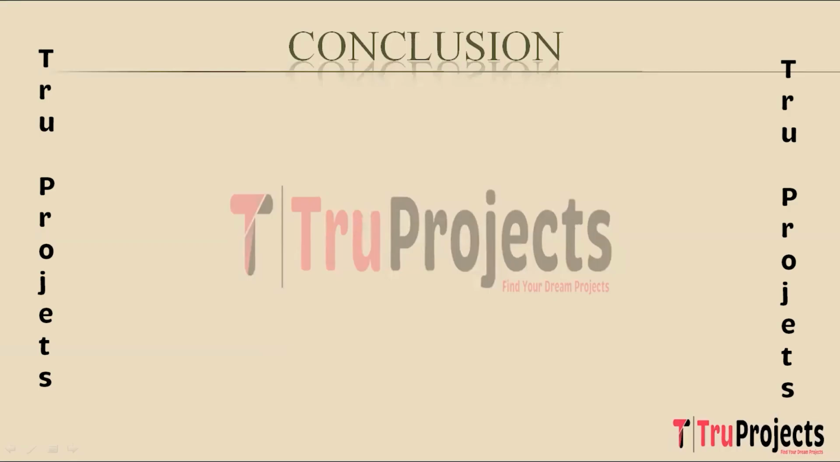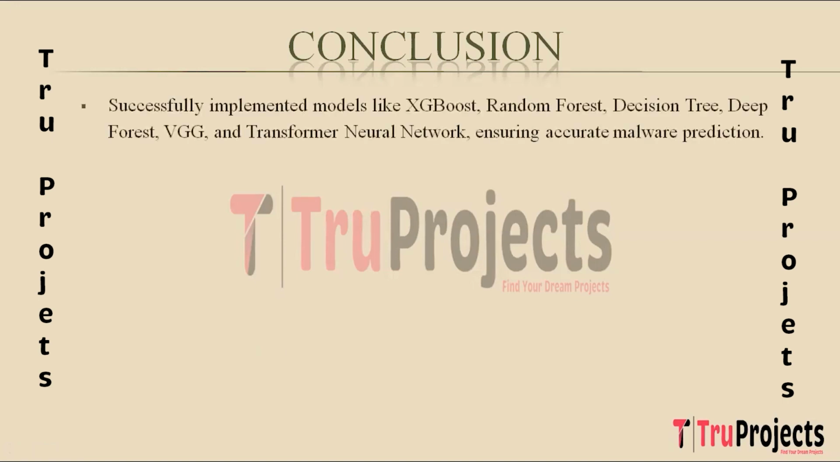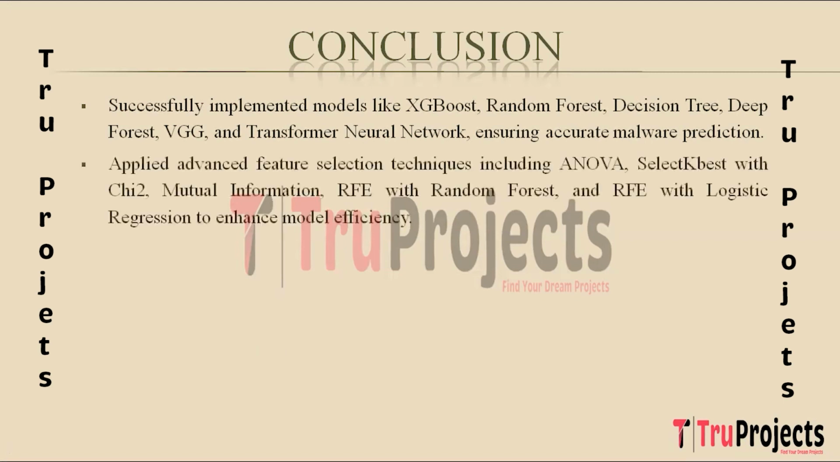So the conclusion here is the project successfully developed and implemented effective machine learning models including XGBoost, random forest, decision tree, deep forest, VGG and transformer neural network for accurate malware prediction. Advanced feature selection techniques such as ANOVA, select k-best with chi-square, mutual information, RFA with random forest, and RFA with logistic regression were employed to optimize the models, ensuring the inclusion of relevant features.